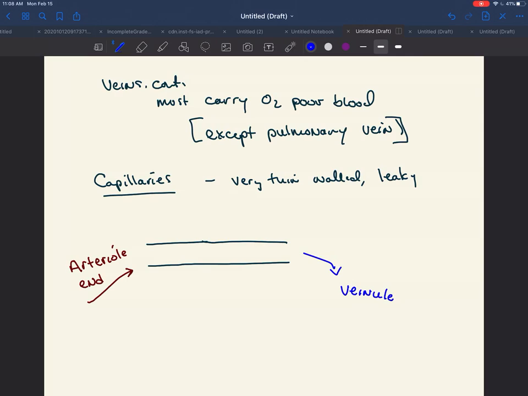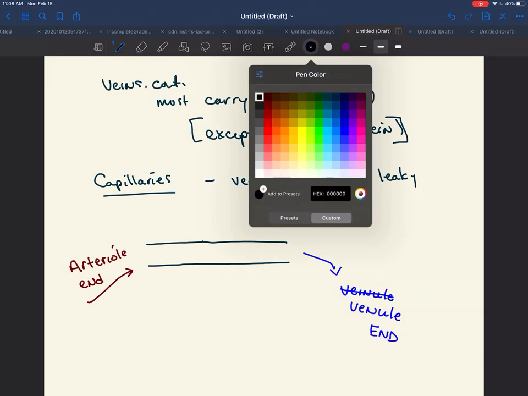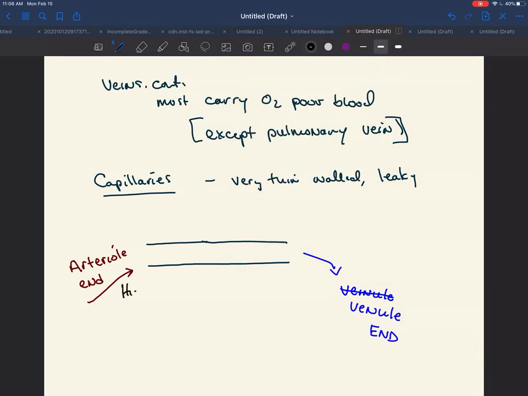So this is my venule. Oops, don't spell it that way. For some reason, they take the I out of there, so it's just the venule end of my capillary. Okay. Blood is coming in under very high pressure. So we have what is called high hydrostatic pressure here. So high hydrostatic pressure, that's blood pressure.